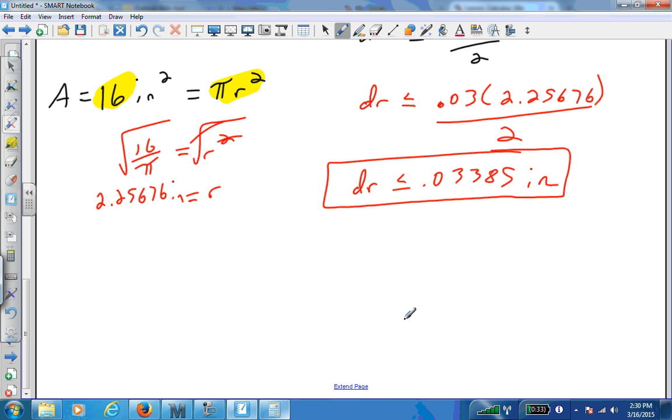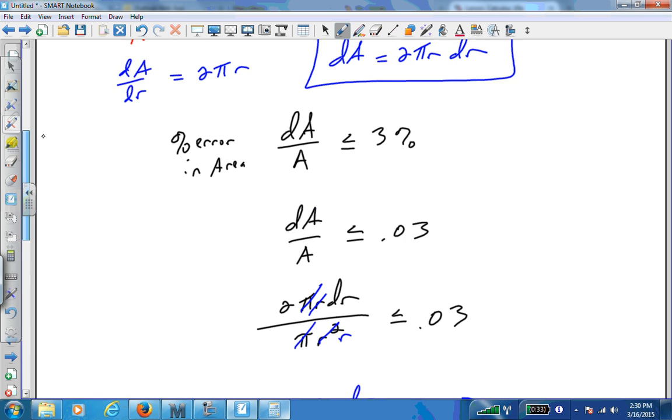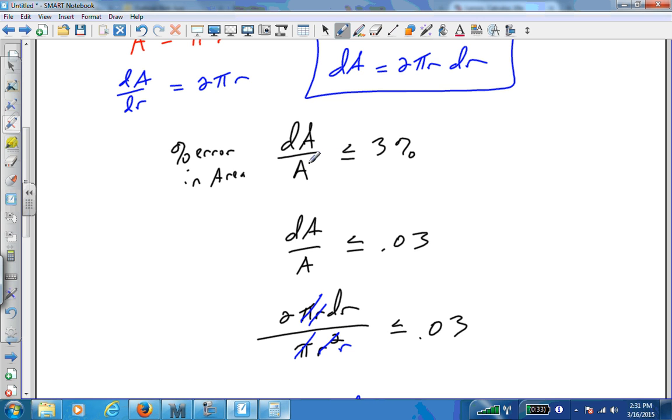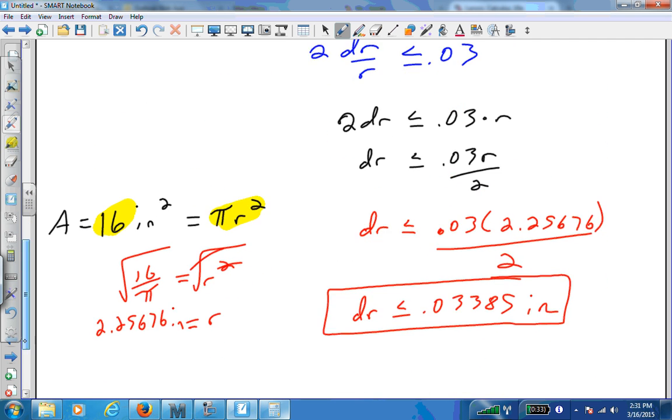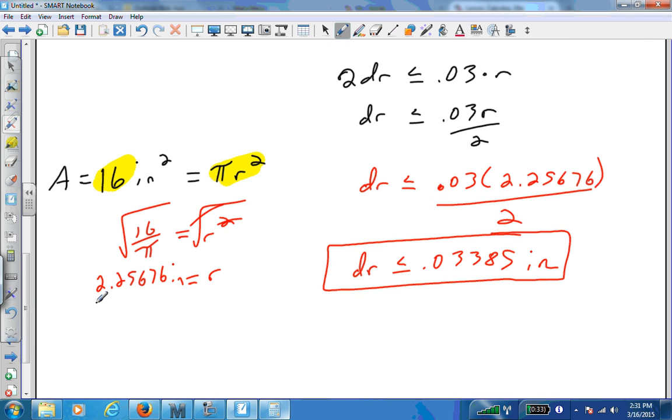So that's how much error in the radius is allowed if our area and error in the area has to be no more than 3%. So if our area has to be 16 square inches, that means our radius has to be this, and we can't be off by farther than this.